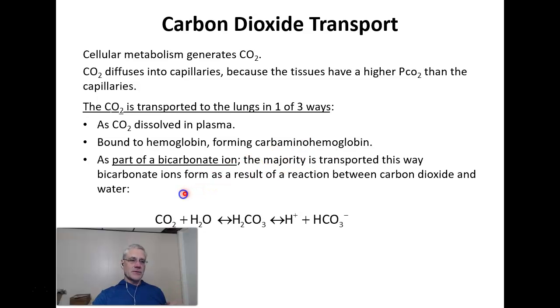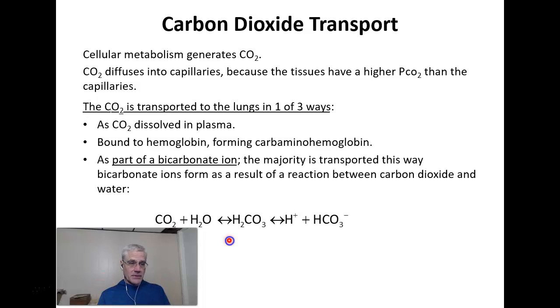All right, way number 3, and this is by far the majority: as part of a bicarbonate ion. The majority is transported this way, 60-70% or more, in the blood as this compound. This compound is called carbonic acid. So carbon dioxide plus water. You've got water in plasma. And this is an enzymatic reaction. So there's an enzyme that's not being mentioned here. And this is a double-headed arrow.